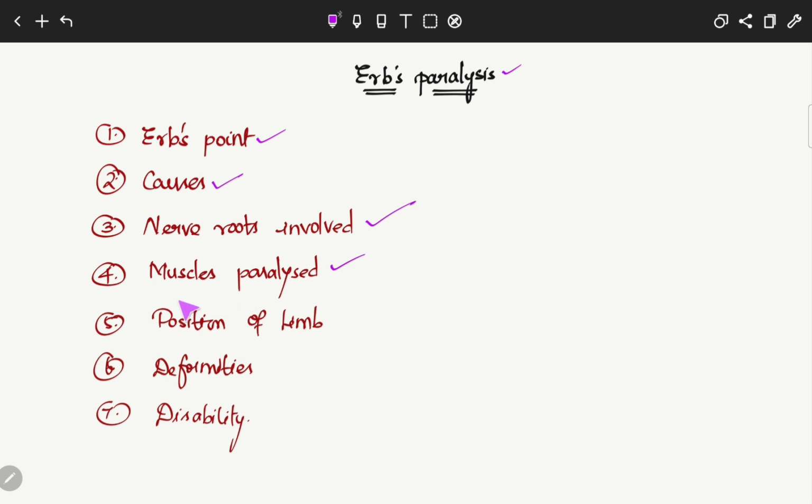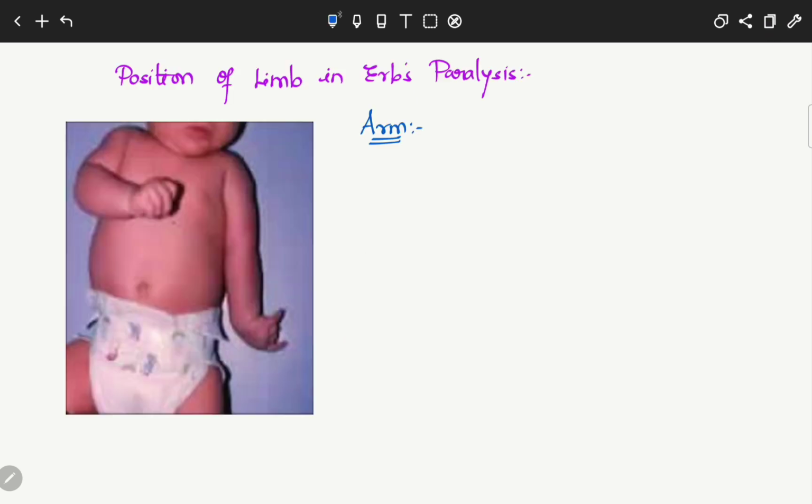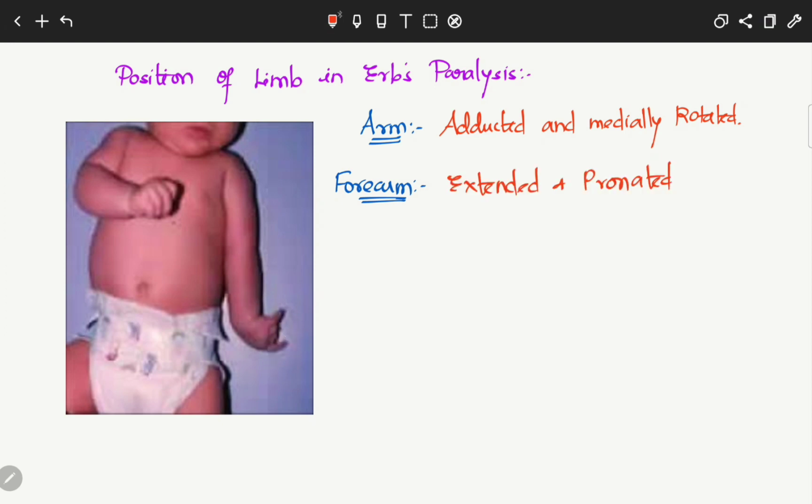Let us see the position of the limb. First, let us see the position of the arm. Here you can see the arm is adducted closer to the body and it is medially rotated. Here you can see the forearm is extended and pronated. This happens because the flexors are affected. The flexors like the biceps, brachialis and brachioradialis are affected, and the supinator group of muscles are also affected. So the forearm is extended and pronated.